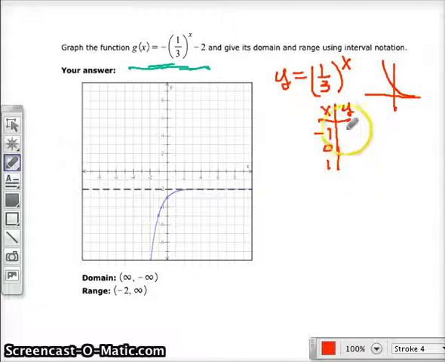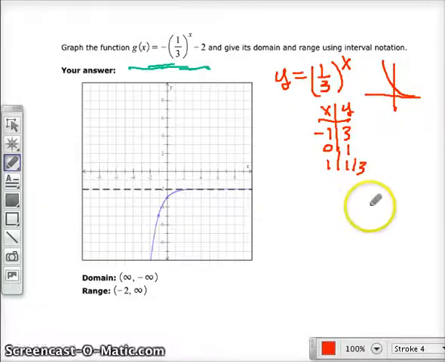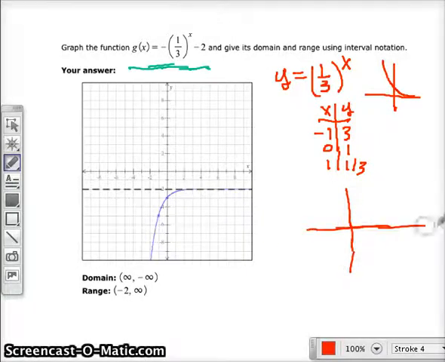All right, negative 1 is going to be a 3. 0 is going to be a 1, and 1 is going to be a what? 1/3. Okay, could I, on my piece of paper right here, graph those points? -1, 3, 0, 1, and 1, 1/3. I could, couldn't I?